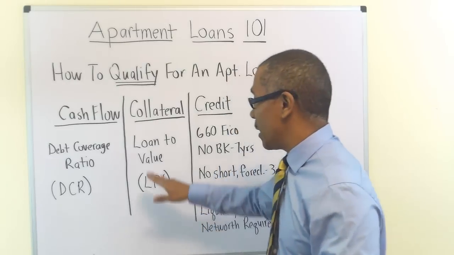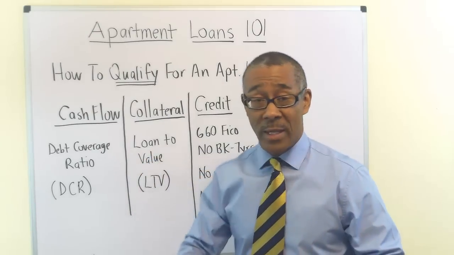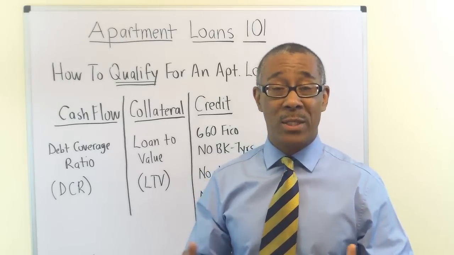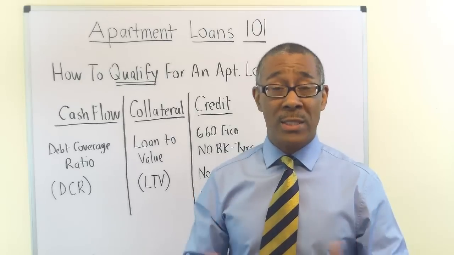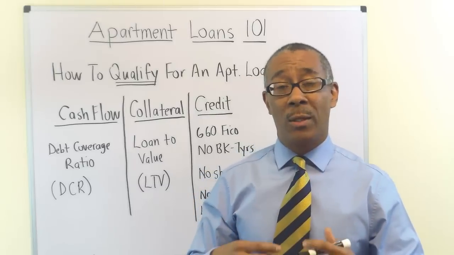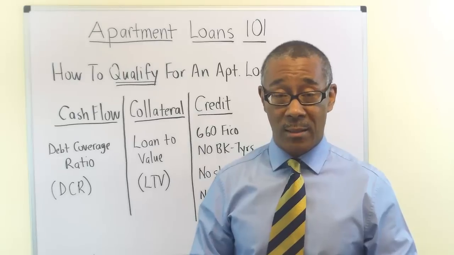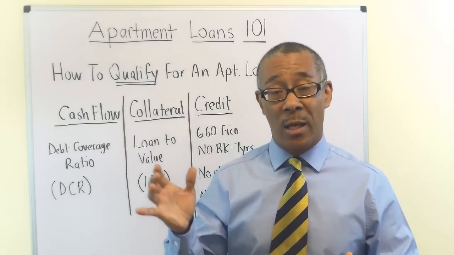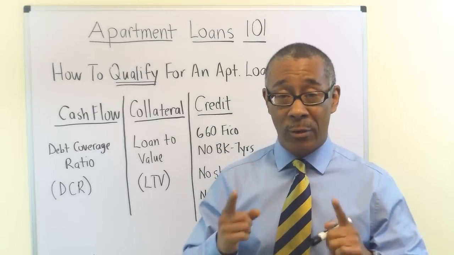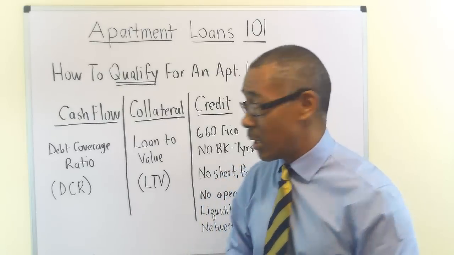The key term here is LTV, loan to value. It's very typical that you see out there something that says 75% loan to value or 75% LTV. What that means is the bank will lend you 75% of the purchase price, once you put in the other 25% as a down payment. That's loan to value, another key term for you to know in understanding apartment loans.